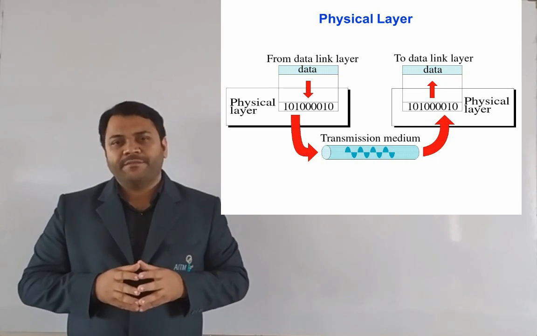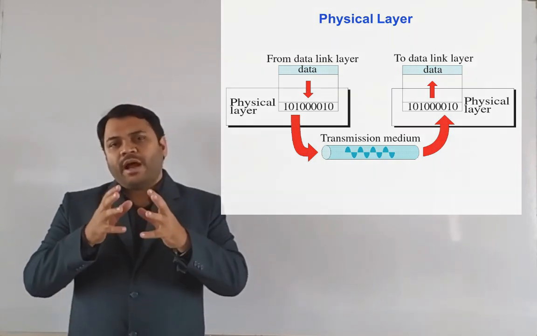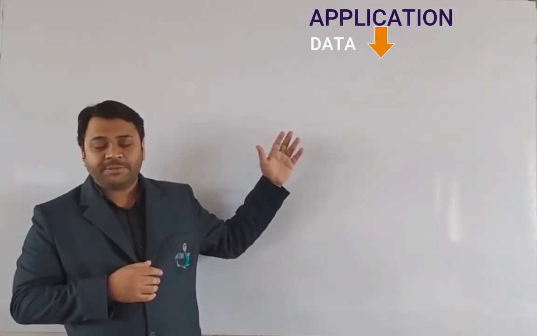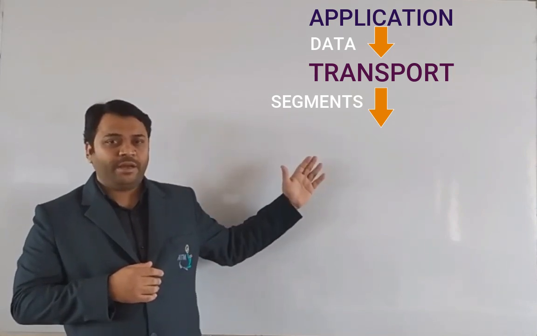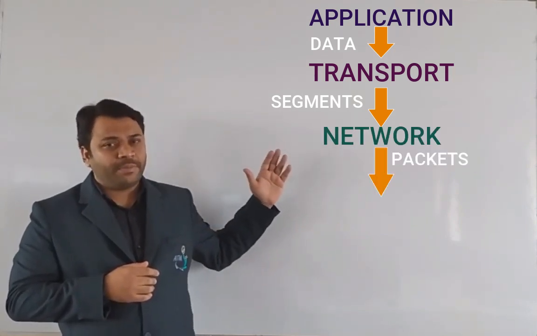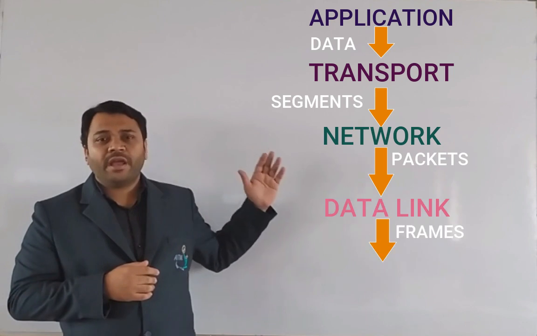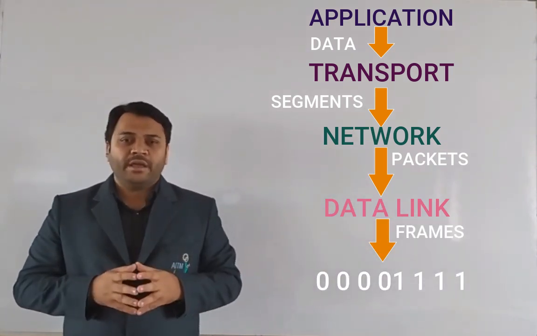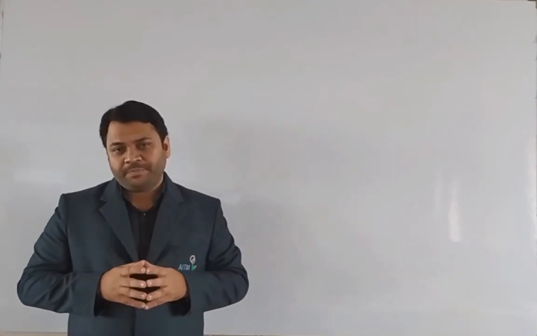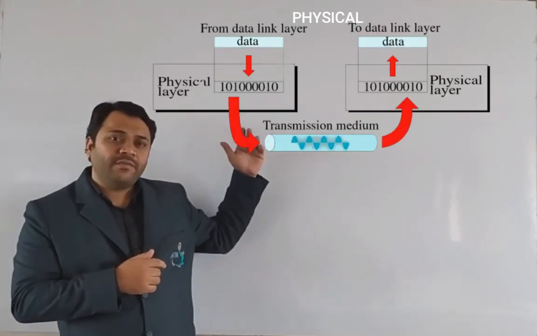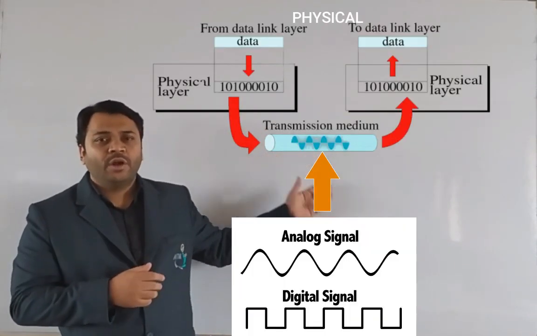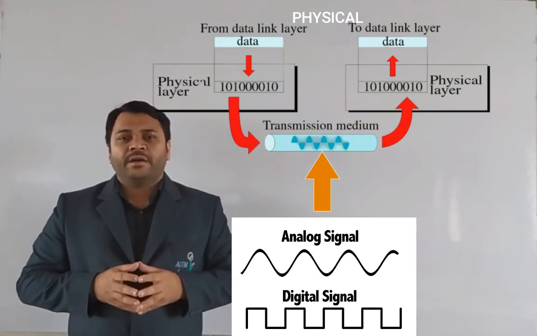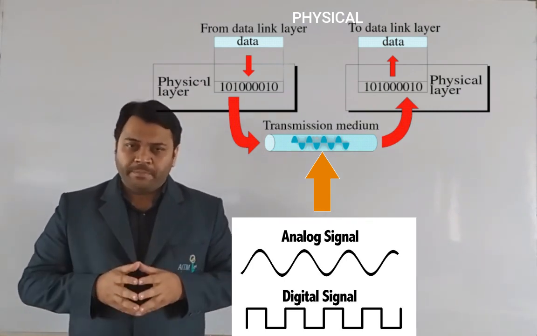The last layer is the physical layer. Till now, data from the application layer has been segmented by the transport layer, placed into packets by the network layer, and framed by the data link layer, which is a sequence of binary zeros and ones. So the physical layer converts these binary bits to signals and transports them over a transmission media.